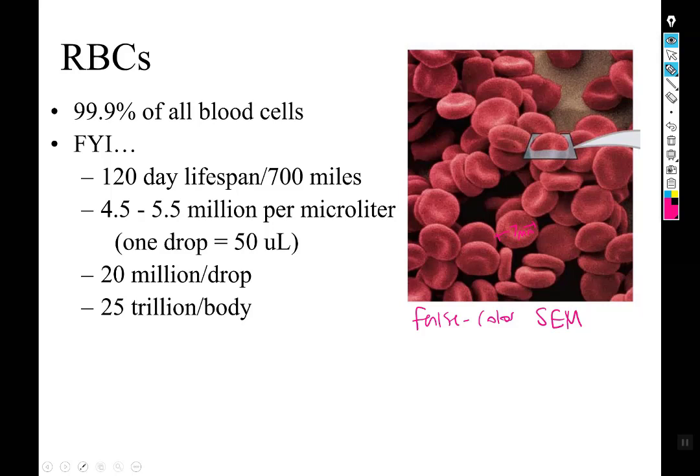You have between 4.5 and 5.5 million of these per microliter. So one drop is about 50 microliters if you took a dropper of blood. If you've used a pipette, for example, I know some of you have, you know how tiny a microliter is. It doesn't even look like the pipette tip is full. It's so wee, and yet there are millions and millions of red blood cells in each of those tiny droplets. And that means that there are about 25 trillion red blood cells per body, give or take. Trillion with a T, not billion, trillion. That's incredible.